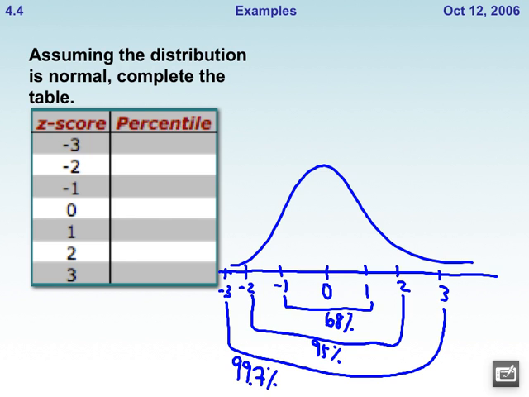Okay, so if I'm looking for the z-score for negative 3, that's the percentage of the data that's at negative 3 and below. Now, 99.7 is between negative 3 and positive 3, which means 0.3% is outside, which tells you that this tail is 0.15%. This tail, likewise, is 0.15%. So for a z-score of negative 3, the percentile is the 0.15th percentile.